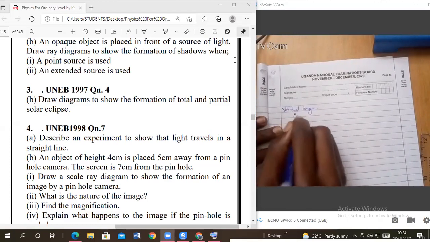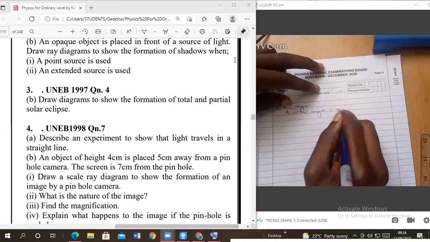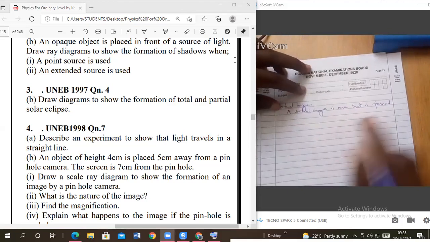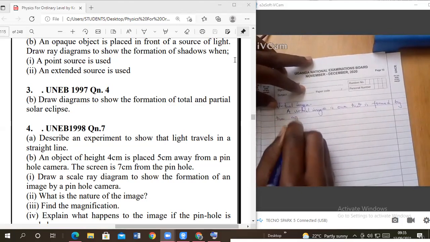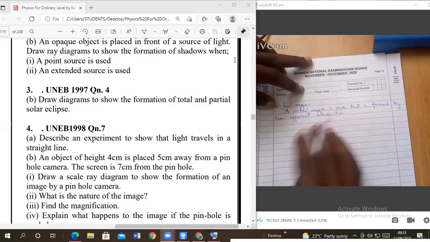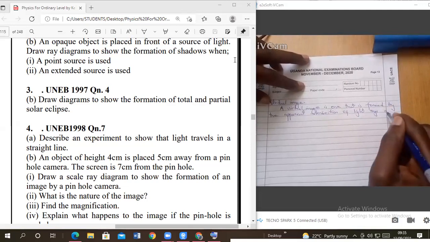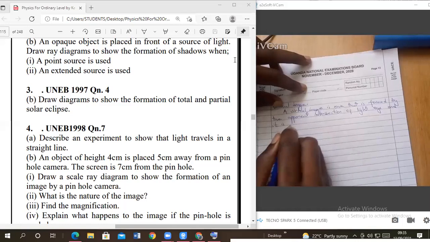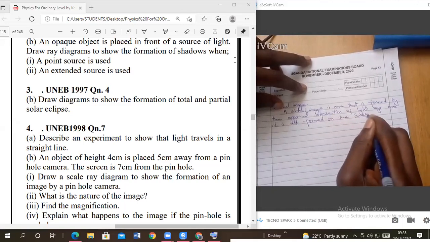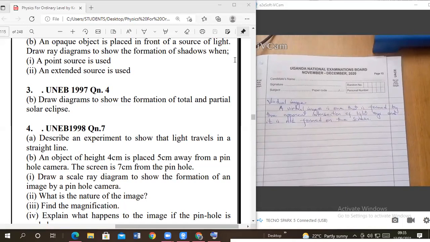Okay. A virtual image is one that is formed by the apparent intersection of light rays, apparent meaning something is not real, and it is not formed on the screen. Are you together? Yes.